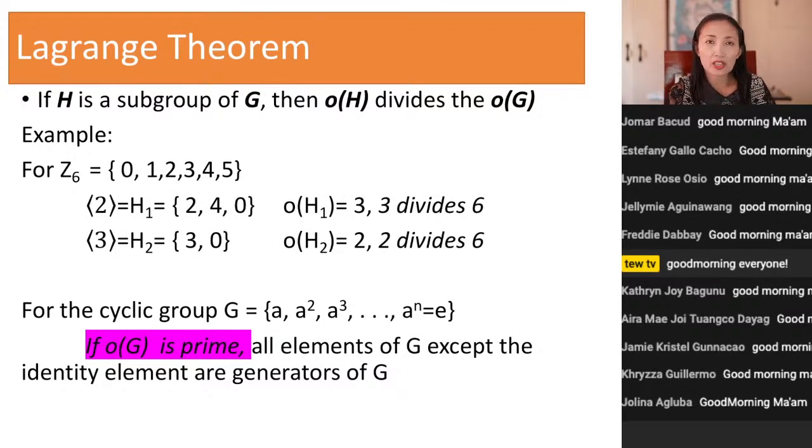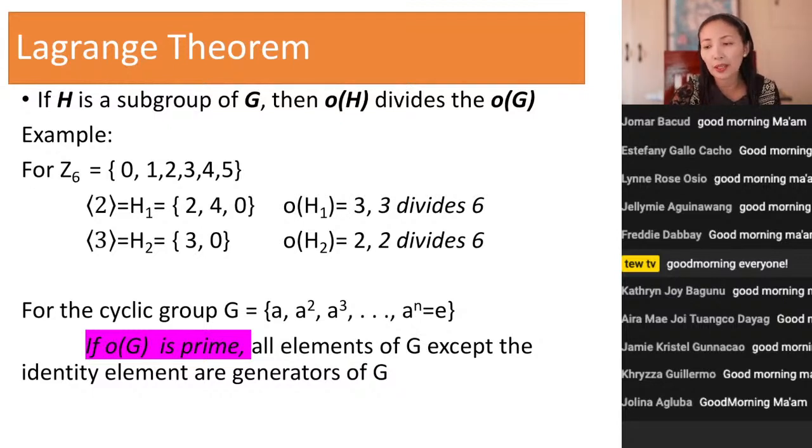So the Lagrange Theorem states a relationship between the order of a group and its subgroup. The theorem says if H is a subgroup of G, then the order of the subgroup H divides the order of the group G. And by order, we mean number of elements. Number of elements in the group and number of elements in the subgroup.